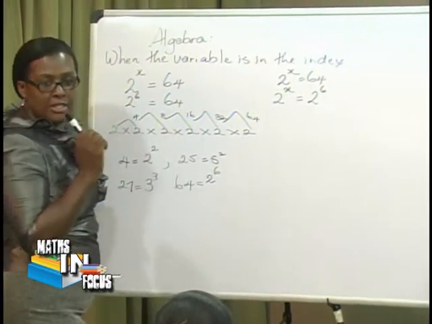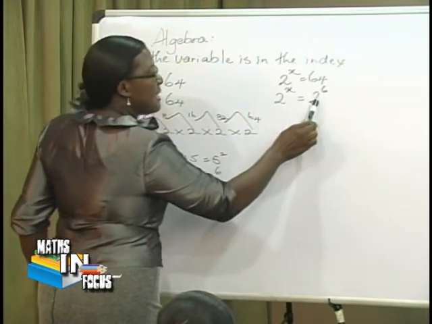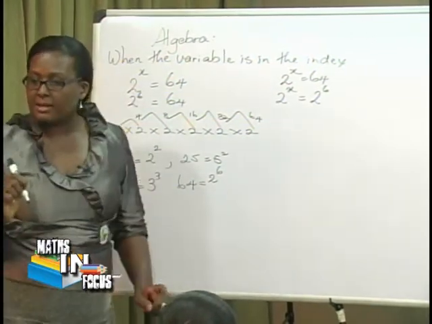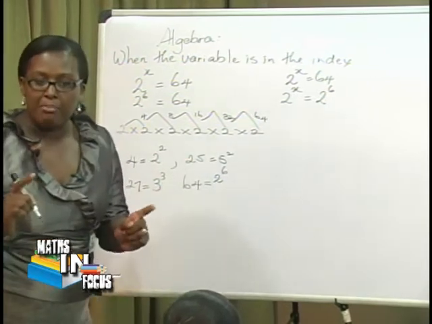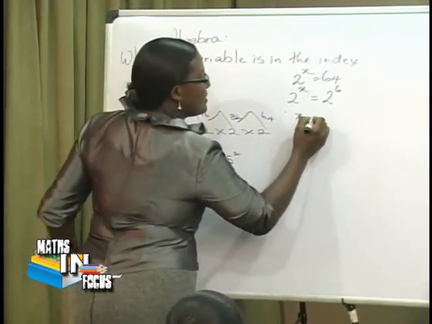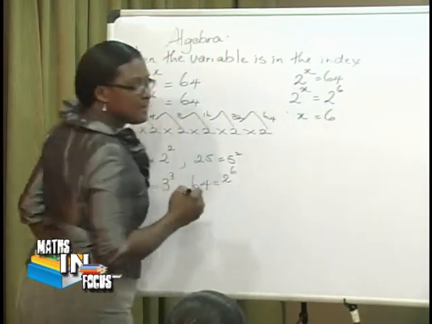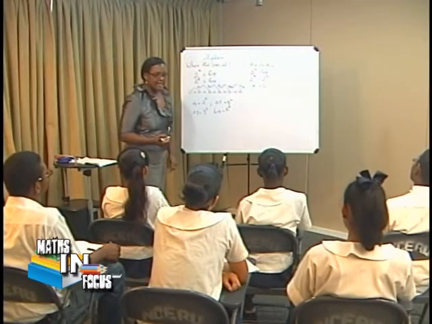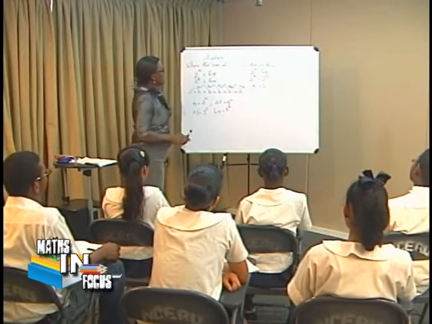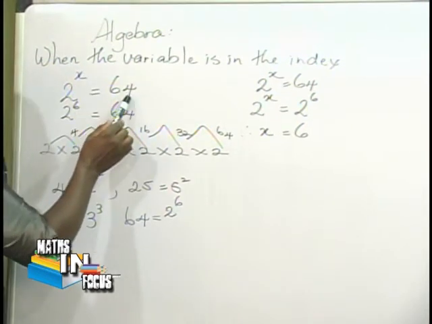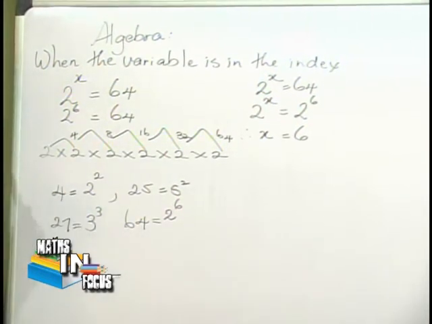Now what do you notice here? That my bases are the same. And as long as my bases are the same, I equate my powers. So now I'd say, therefore, x is equal to 6. And isn't x equal to 6? Yes, x is equal to 6. So 2 raised to the 6th power is equal to 64. Take this example down quickly.